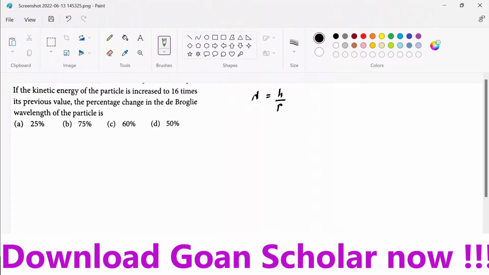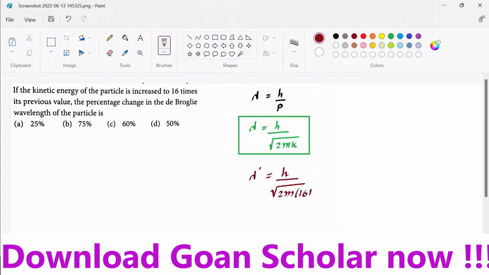We know that the wavelength is lambda equal to h upon p, where p is momentum. And how do we convert momentum into kinetic energy? Lambda equals h upon p, and p is root under 2 times m into kinetic energy K. I hope this is clear. This is your relation between wavelength and kinetic energy. Now the kinetic energy is changing to 16 times its original value. So let's call the new wavelength lambda prime, which equals h upon root under 2m into 16K, 16 times its original value.